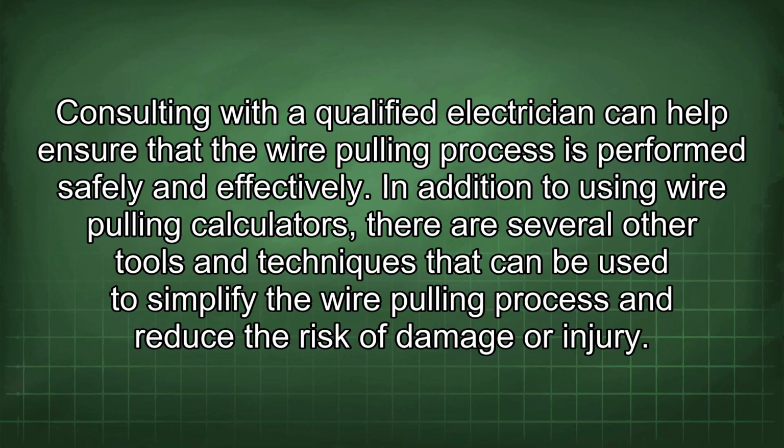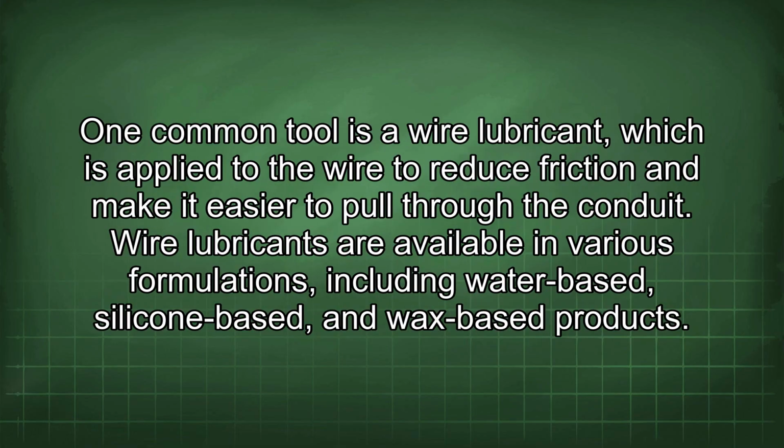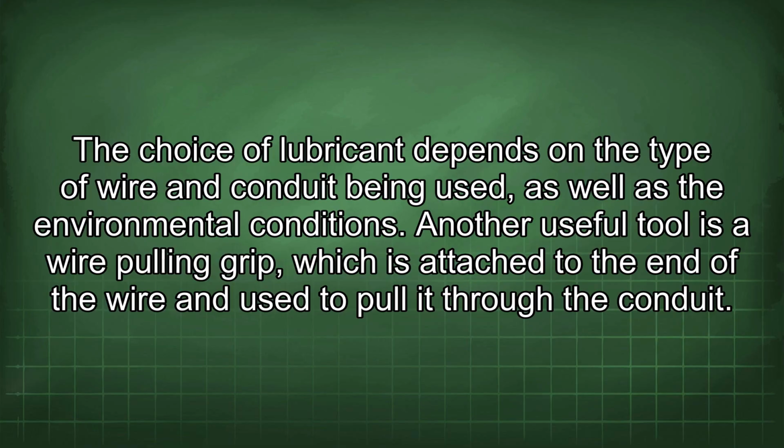In addition to using wire pulling calculators, there are several other tools and techniques that can be used to simplify the wire pulling process and reduce the risk of damage or injury. One common tool is a wire lubricant, which is applied to the wire to reduce friction and make it easier to pull through the conduit. Wire lubricants are available in various formulations, including water-based, silicone-based, and wax-based products. The choice of lubricant depends on the type of wire and conduit being used, as well as the environmental conditions.